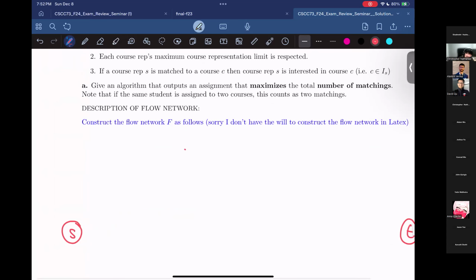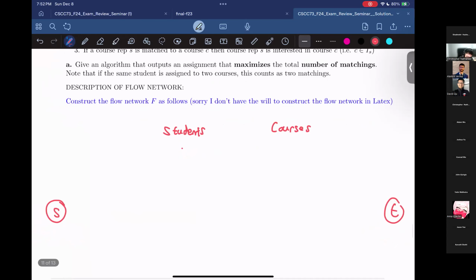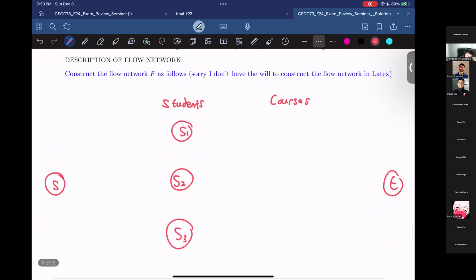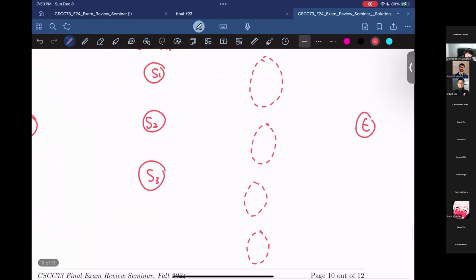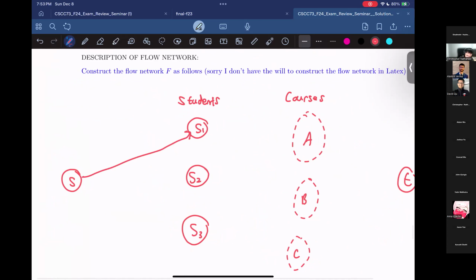Okay. Students and courses. So we have S1, S2, S3, and courses. Let's group them up into A-level courses, B-level courses, C-level courses, D-level courses. What should be the capacity from the source to the students?